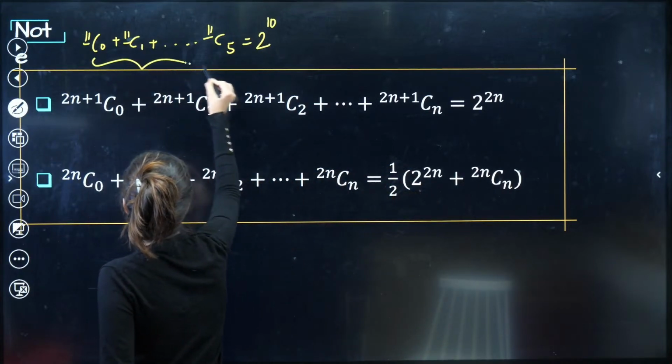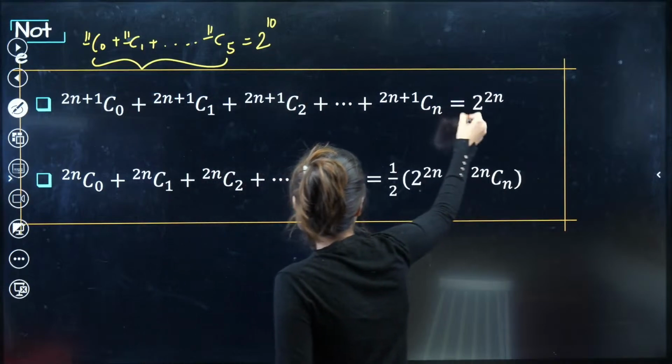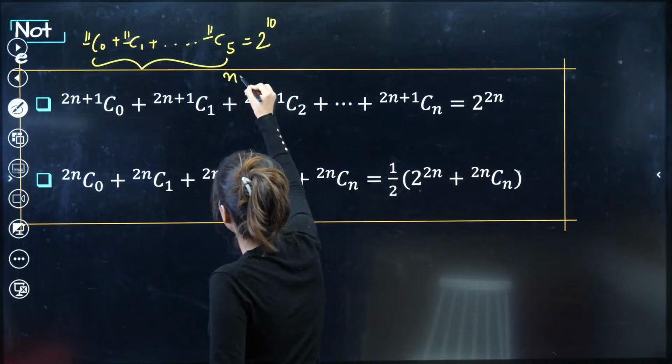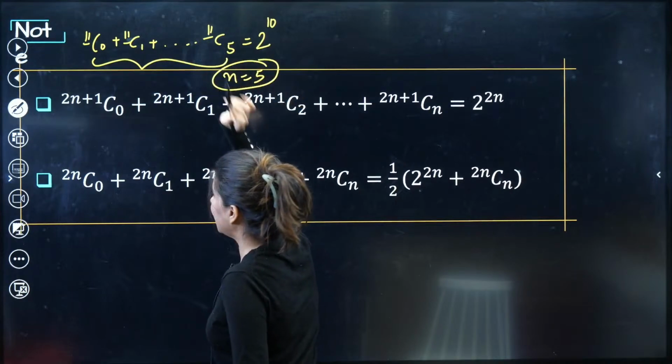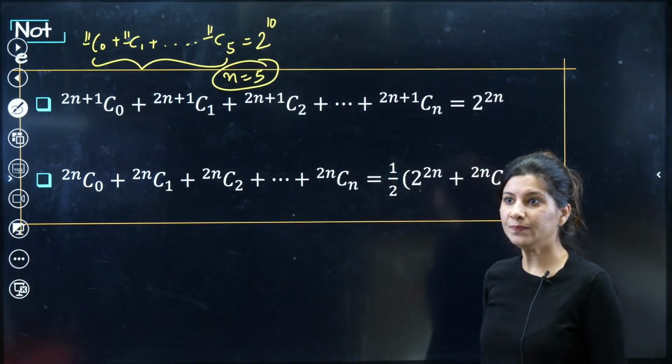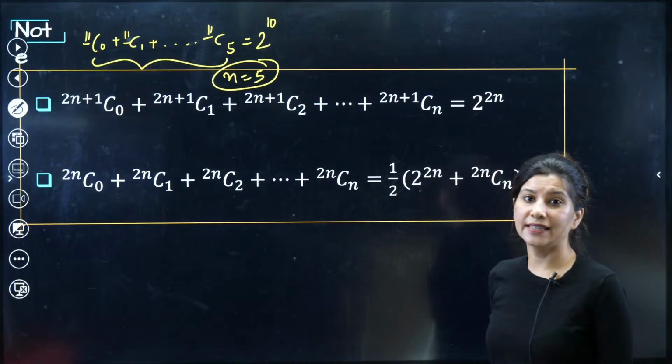Sum of first 6 terms will be nothing but 2 raised to power 2n. Here n is nothing but 5. Right? Can you relate to this result? And the second result, exactly.